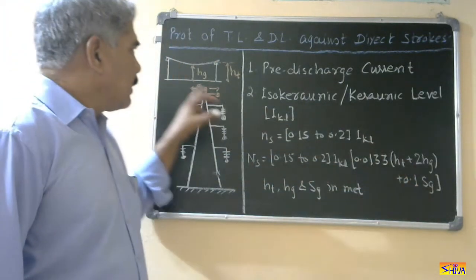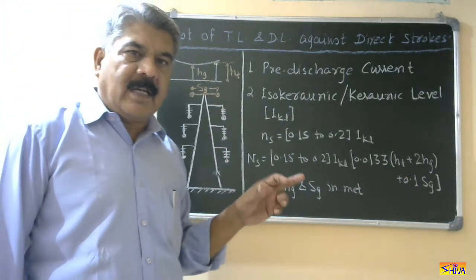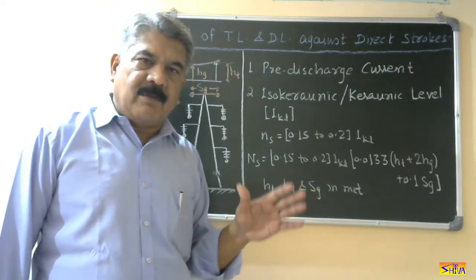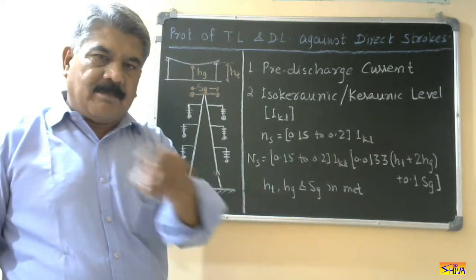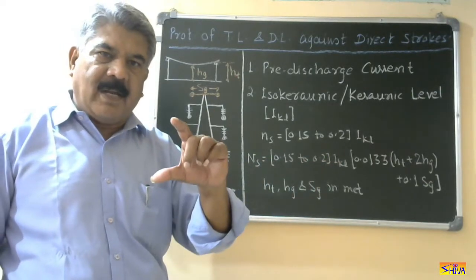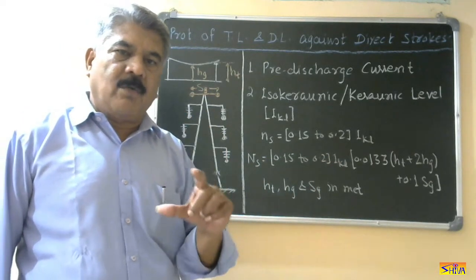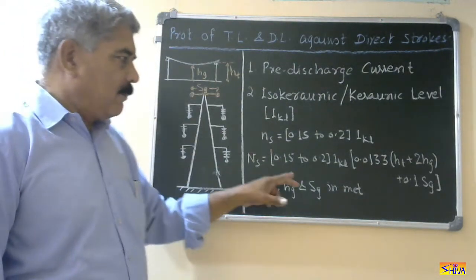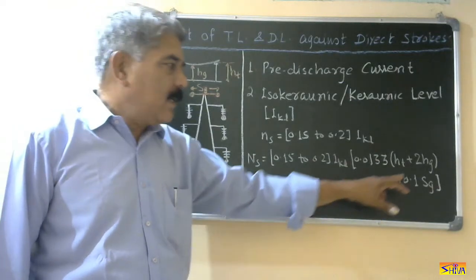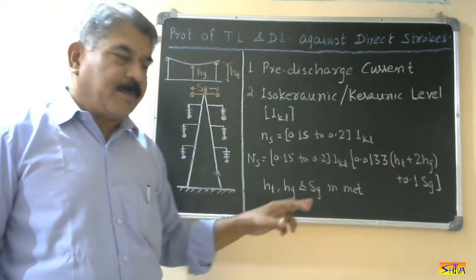Hg is the height of the ground conductor at mid span. You must have seen that when towers are there and the conductor is at the midpoint, the distance of that conductor with respect to the ground is minimum. So we are taking that height, that is Hg, the height of the ground conductor at mid span.